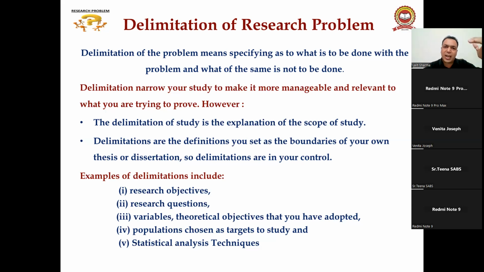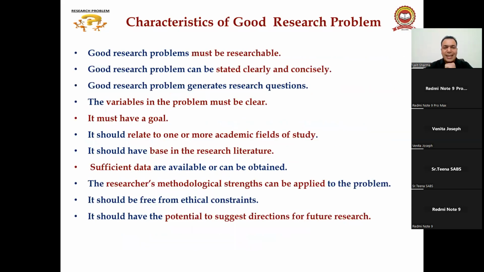So all these things we have to delimit when we select a research topic. Now, what are the characteristics of a good research problem? A good research problem must be researchable, meaning whatever topic you select, there must be a need to research it, because there are a lot of topics in the world where there is a need to work on them, right?